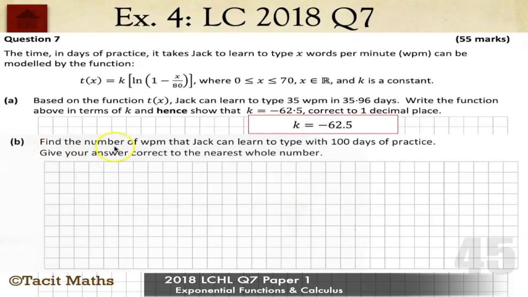Now, for part B then, find the words per minute that Jack can learn to type in 100 days of practice. And just keep in mind now that x is your words per minute. Okay, and 100 is the function calculate. The output of the function is the days.